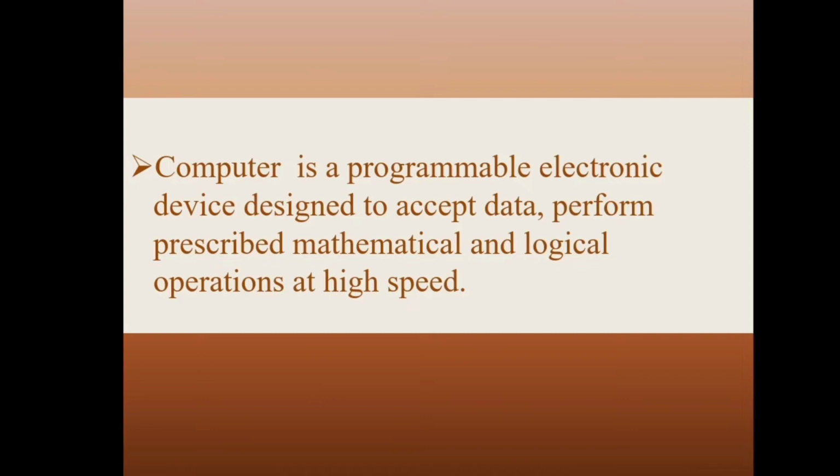Now, what do you understand by this line? It is designed to accept data. Whatever you type through the keyboard is your input, it accepts that data and then performs prescribed mathematical calculations and logical operations at high speed, like within milliseconds it gives you outputs, right? So this is the concise definition of a computer. Computer is a programmable electronic device designed to accept data, perform prescribed mathematical and logical operations at high speed.